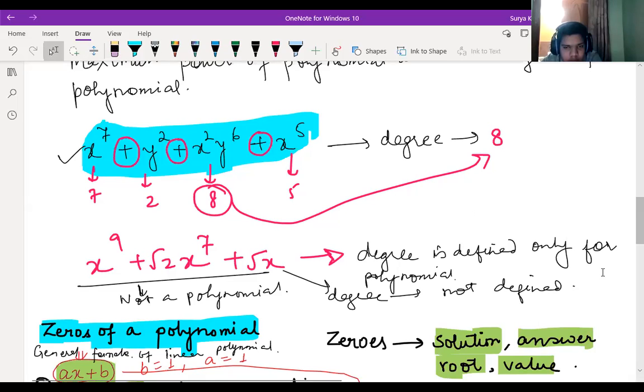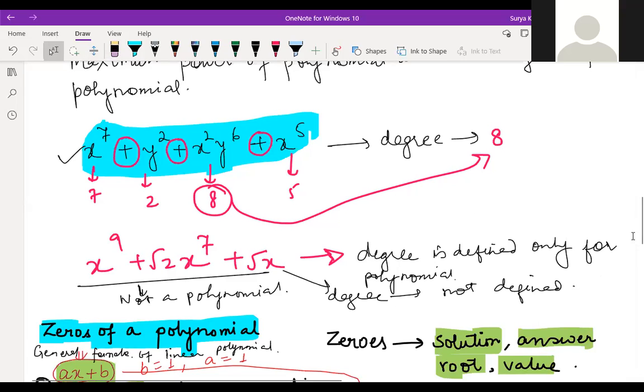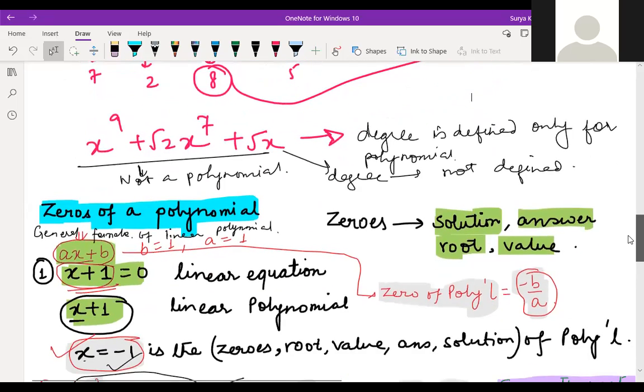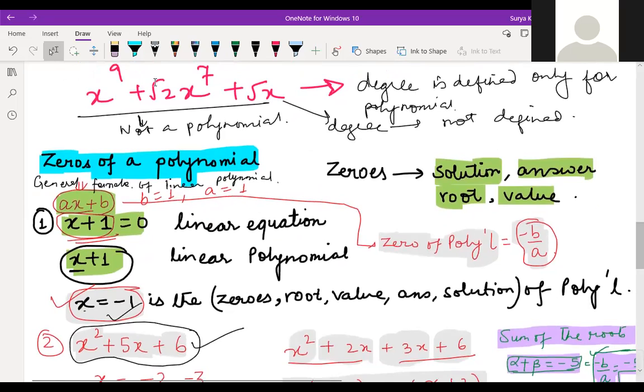Okay, till 3 steps, nobody is having doubt. That is degree, one is type of polynomial, third is what is a polynomial. Next one is zero of the polynomial. Next topic is zero of the polynomial.